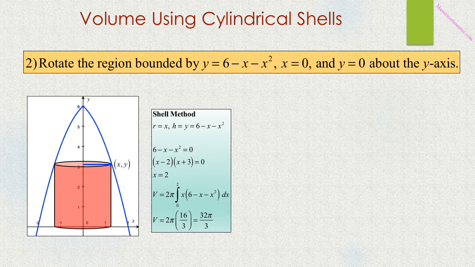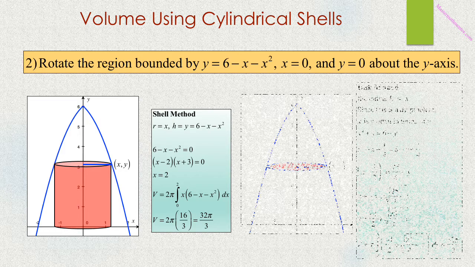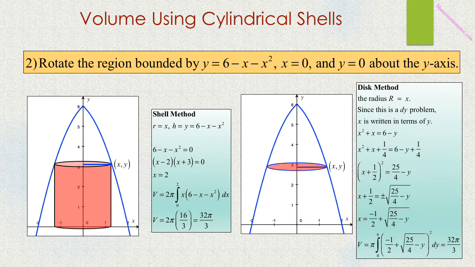We could easily integrate this using the fundamental theorem by multiplying out and integrating each term, and we would get 16/3 multiplied by 2 pi, and our answer is 32 pi over 3. Could this problem be done using the disk method?